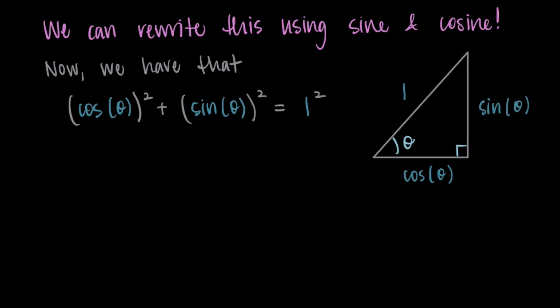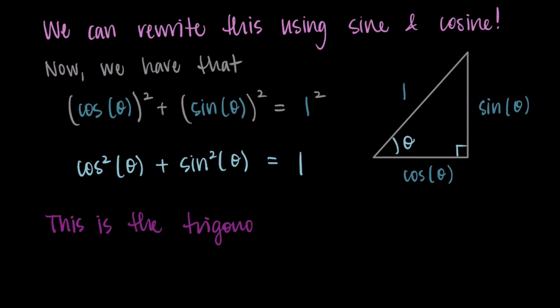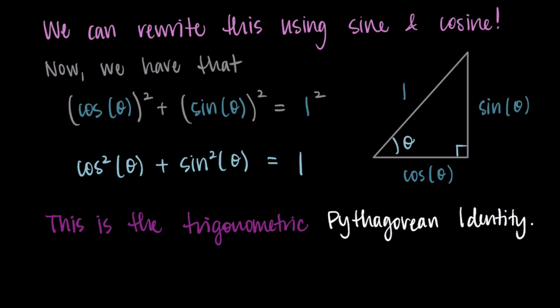Then we just clean this up a little bit, and we put that squared inside of the trig functions, just to help us not write so many parentheses. It's just a shorthand. So we write cosine squared of theta plus sine squared of theta equals 1. And this is the trigonometric Pythagorean identity because it relates to the trigonometric functions of sine and cosine.